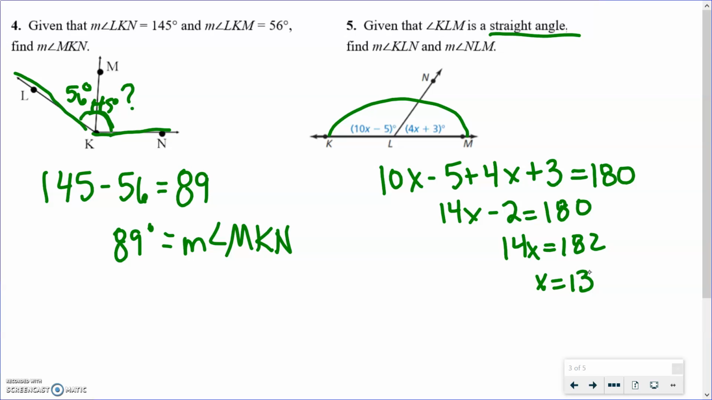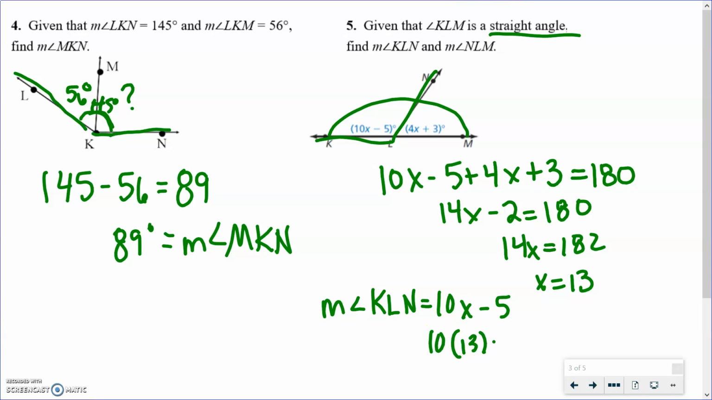But that's not what the question is asking. We want to know what the measure of angle KLN is, and we know that KLN is 10x minus 5, so we would do 10 times 13 minus 5, which gives us 125, because 130 minus 5. So we know that the measure of angle KLN equals 125 degrees. Okay?